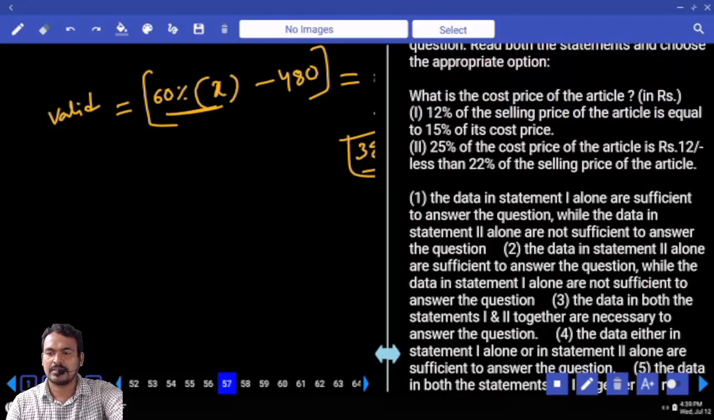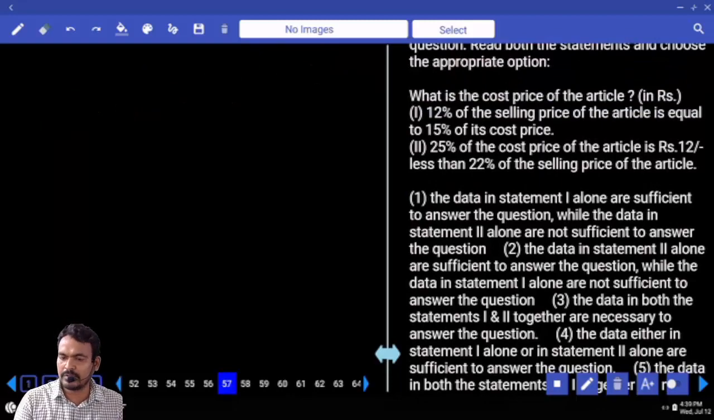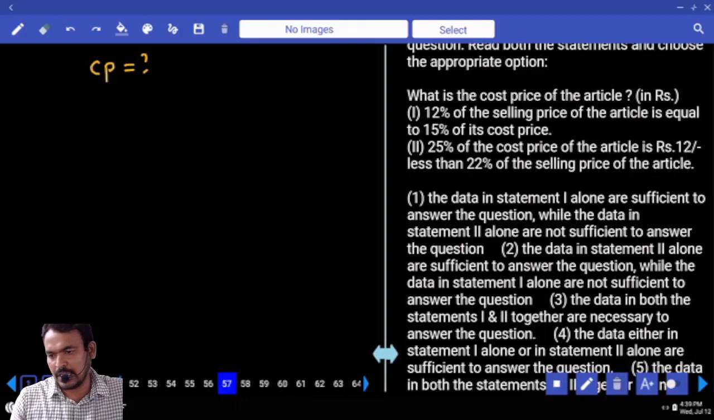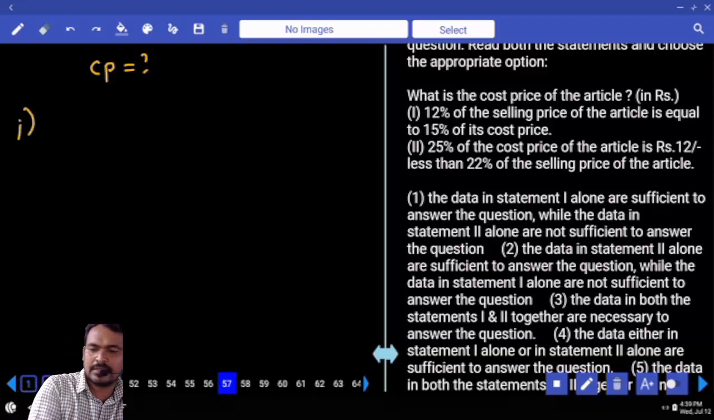Next question number 57. What is the cost price of the article? We require the cost price of the article. What is the first statement given? 12% of the selling price of the article is equal to 15% of the cost price. 12% of the selling price.